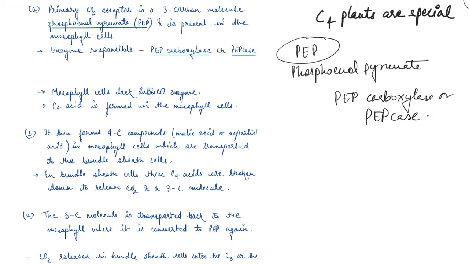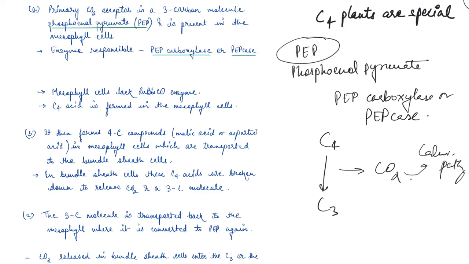Now, here what happens is that there is carbon dioxide release. So, when it is transferred to the bundle sheath cell and when decarboxylation occurs and the C4 changes to C3, there is release of CO2. So there is a release of CO2 in the bundle sheath cell, and this CO2 enters the C3 cycle, right? This enters the Calvin pathway.